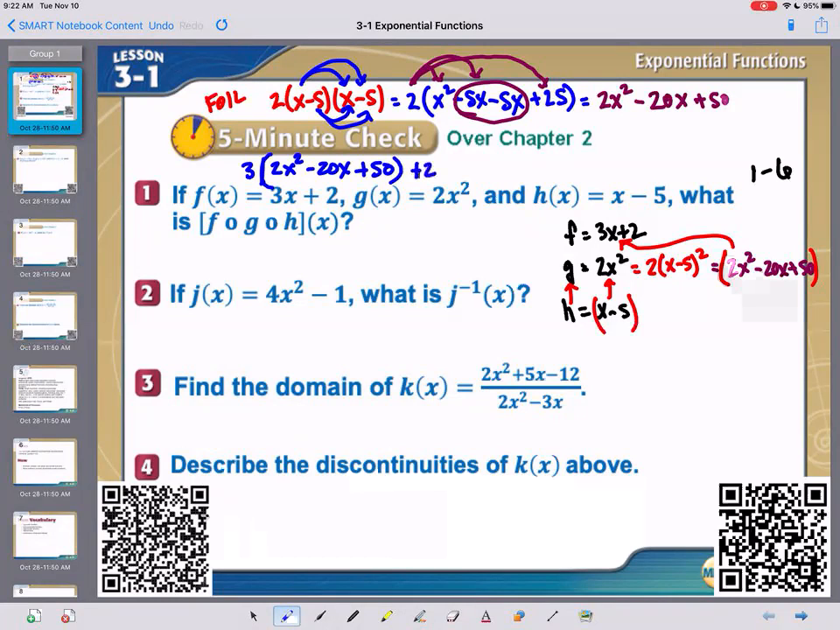So when we simplify all that out, let me write f of g of h. 3 times 2x squared is 6x squared. 3 times negative 20x is negative 60x. 3 times 50 is 150, and I'm going to add 2 more to get 152. So I just distributed this 3 through, but I had to add the 2 at the very end. So that's how I got that answer.